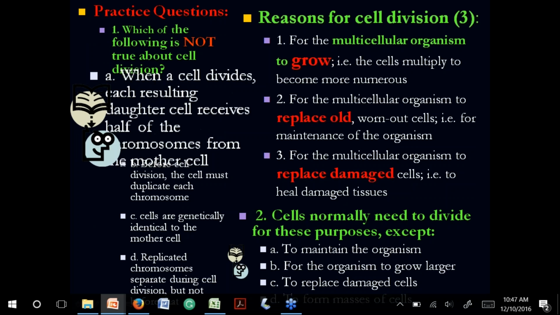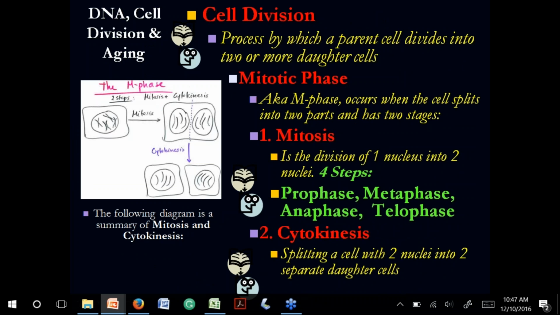All right, so talking about cell division, you just remember the steps. We have the prophase, the metaphase, the anaphase, and the telophase. So pro, meta, ana, telophase. Okay.